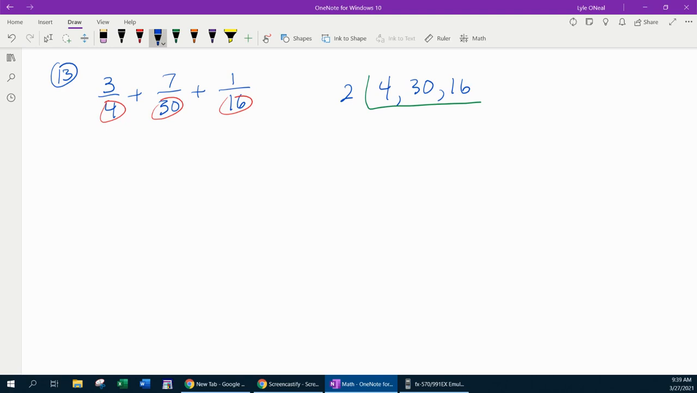So 2 goes into 4 2 times. 2 goes into 30 15 times. 2 goes into 16 8 times. And then we're going to rinse and repeat. I notice that 2 works again.